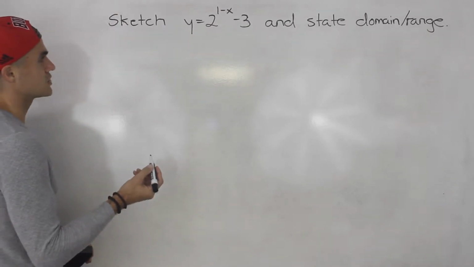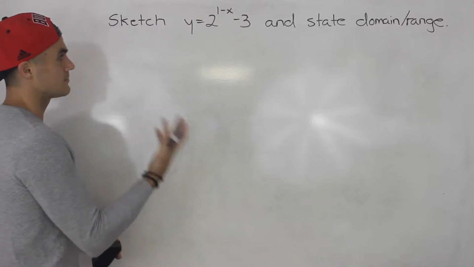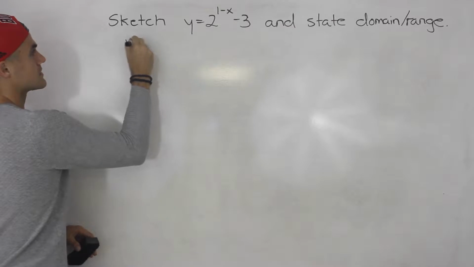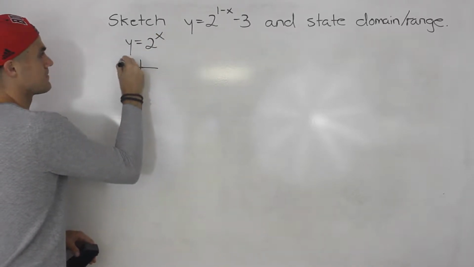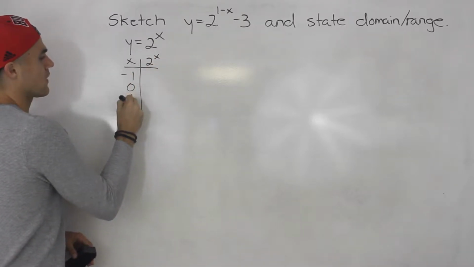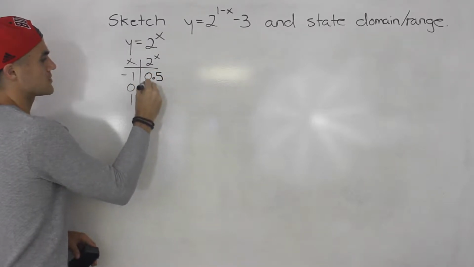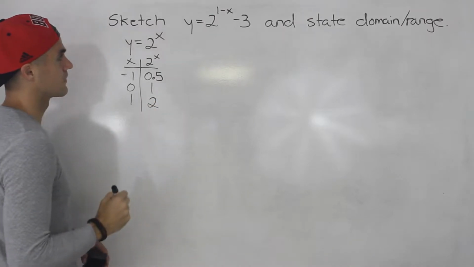So, as I mentioned in those videos, the first thing to notice is: what's the parent function you're dealing with? It depends on the base. The base here is 2. So we have y equals 2 to the x. That's the parent function in this case. So let's make a table for it. Let's do -1, 0, and 1. So 2 to the power -1 is 0.5. 2 to the power 0 is 1. 2 to the power 1 is 2.